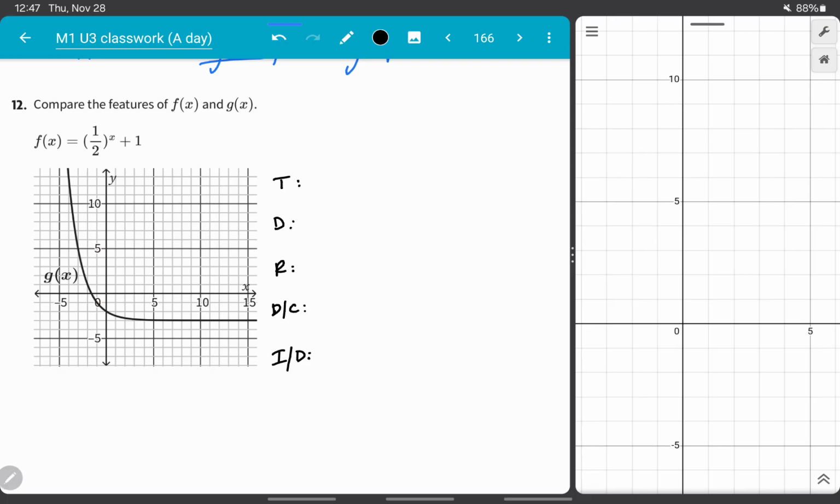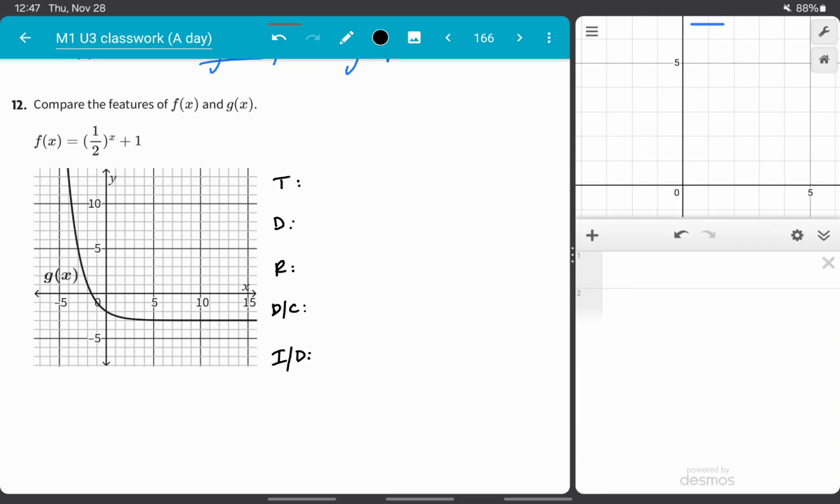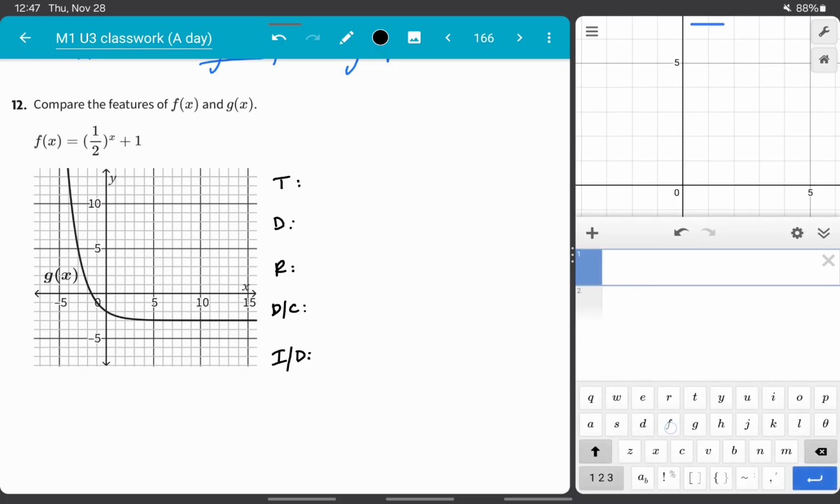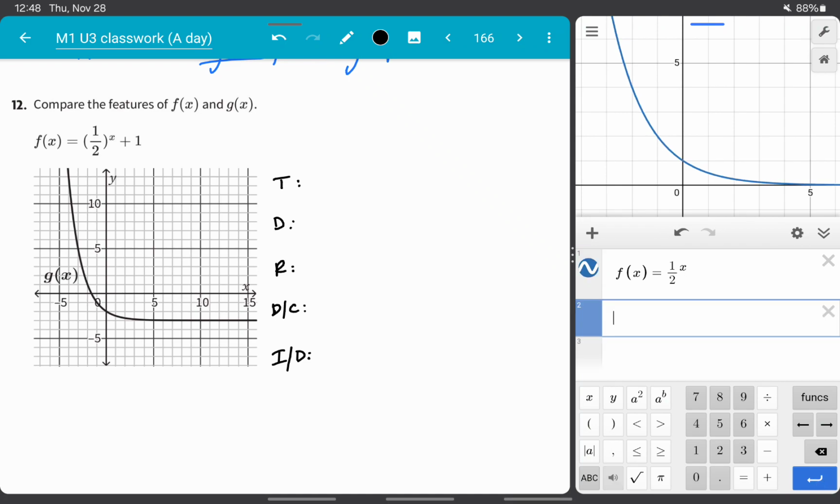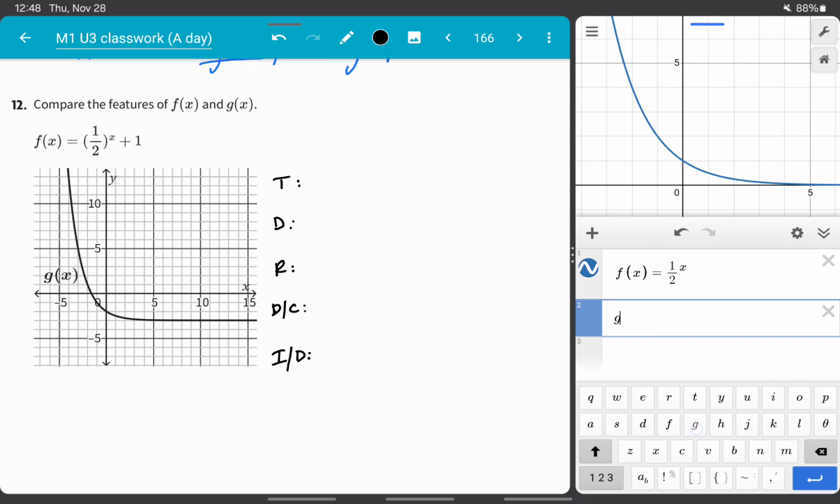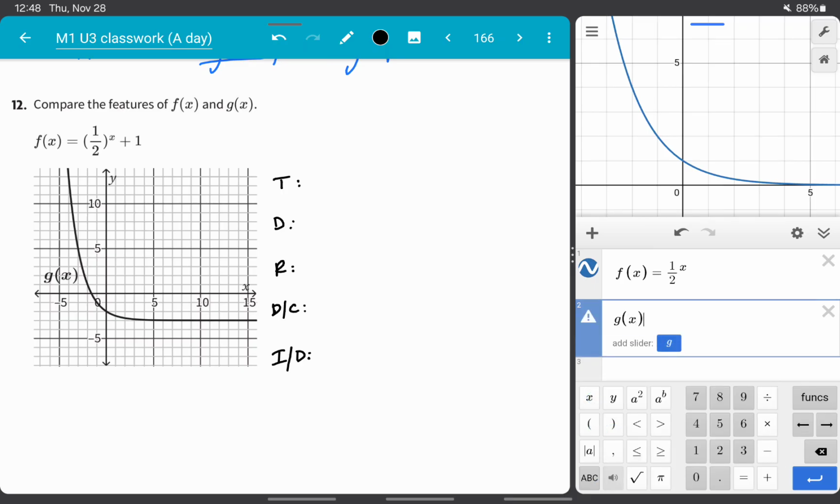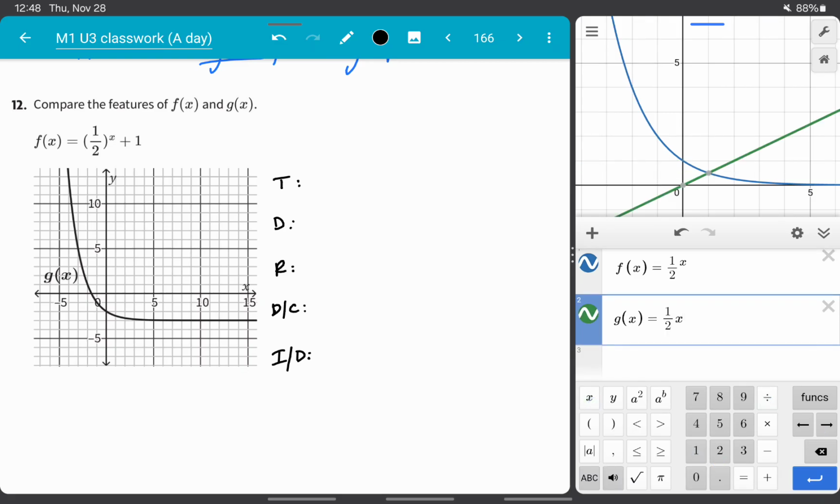I'm actually going to graph f of x equals (1/2)^x first, so I can see it. Now if I graph the same thing, but I do (1/2)^x + 1, that's going to move the graph up 1.